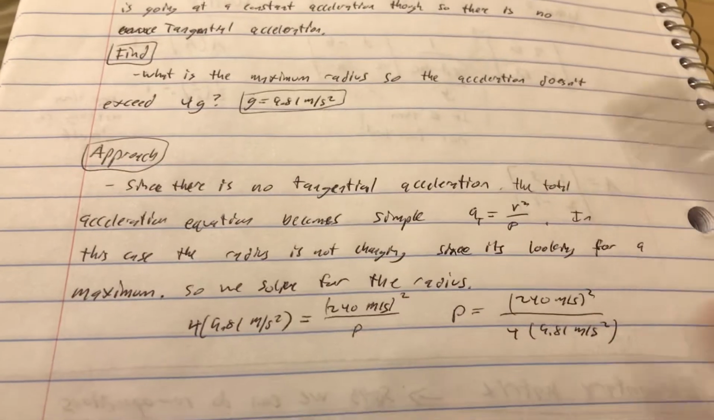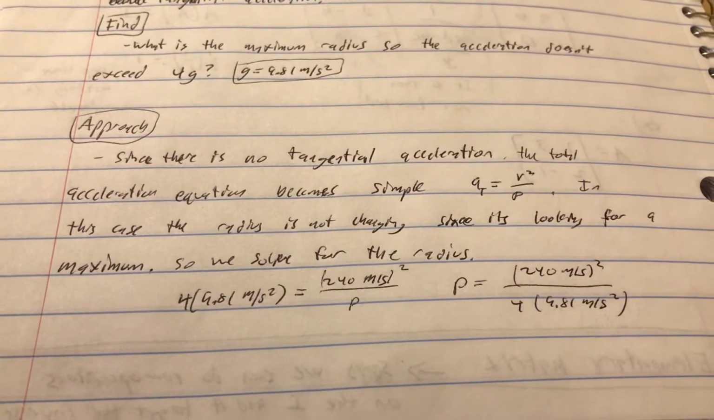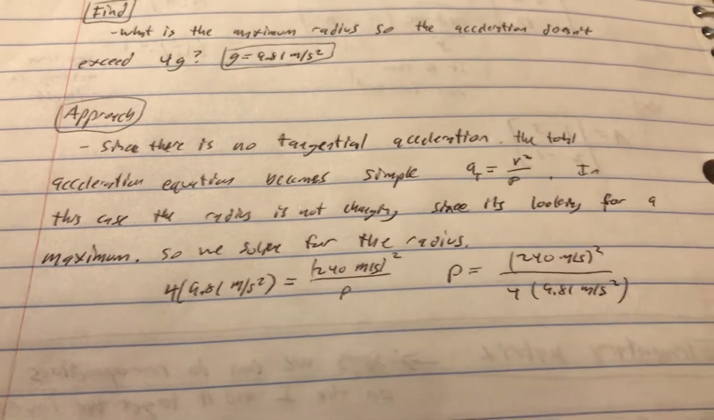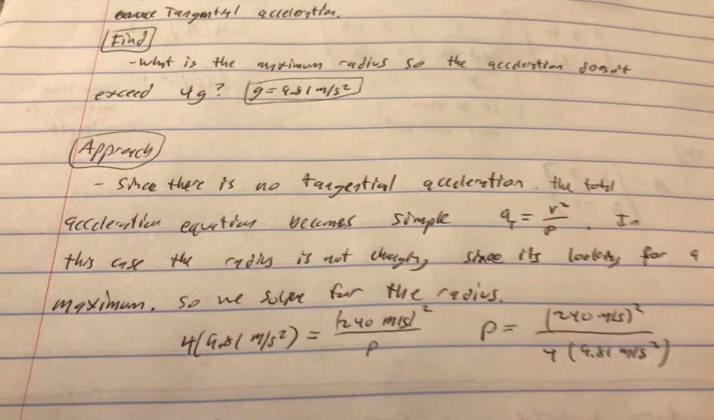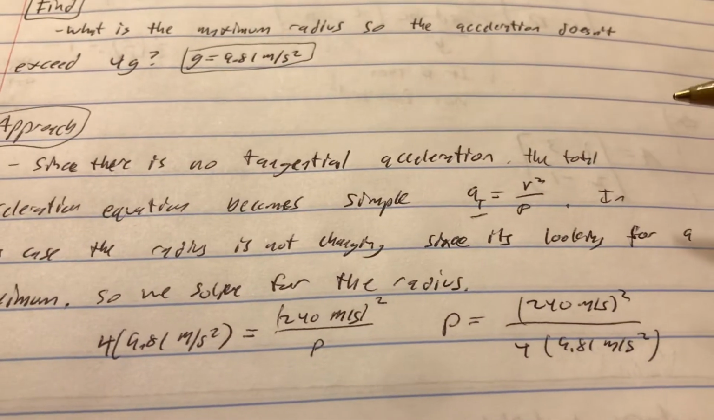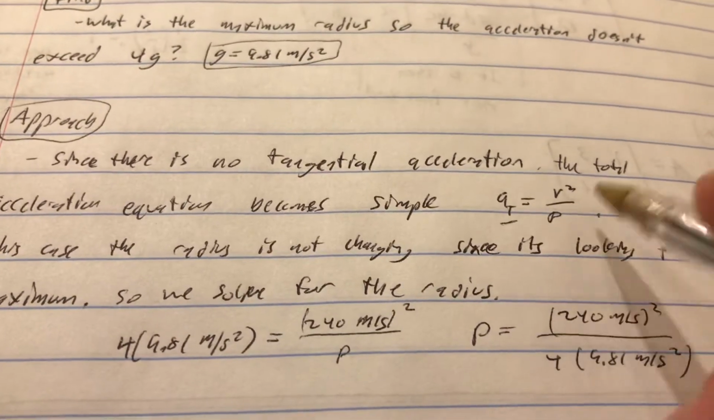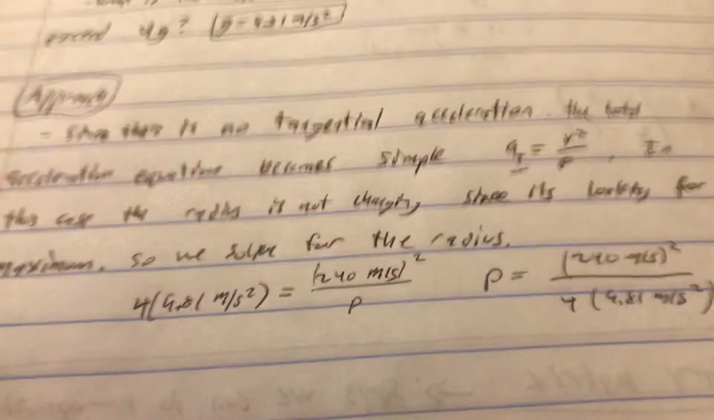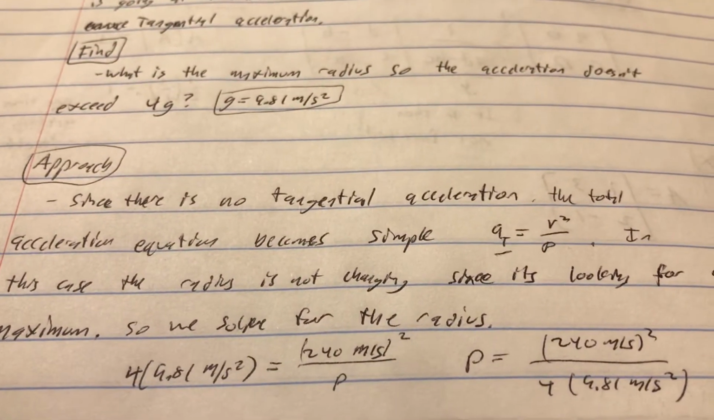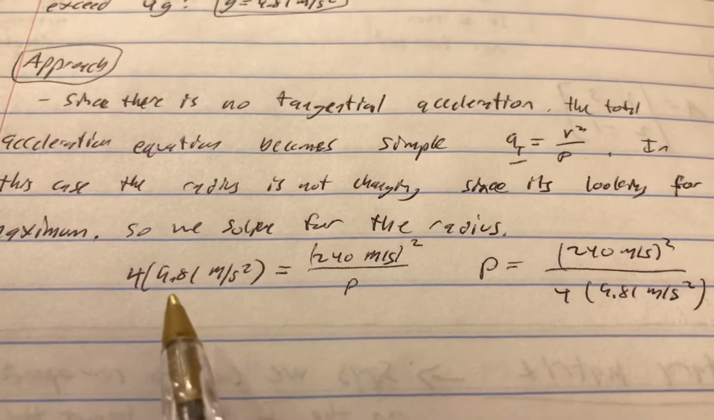Okay, so how I'm going to solve this is, since there's no tangential acceleration, my total acceleration just becomes the normal acceleration. So my total acceleration is just going to be equal to the normal acceleration, which is v squared, which is constant, over rho. And it is not changing in this case because it's looking for a maximum. So we solve for the radius. And this is just kind of easy.